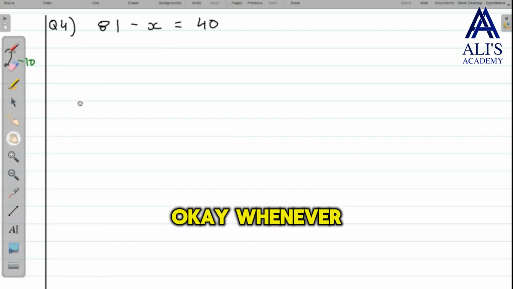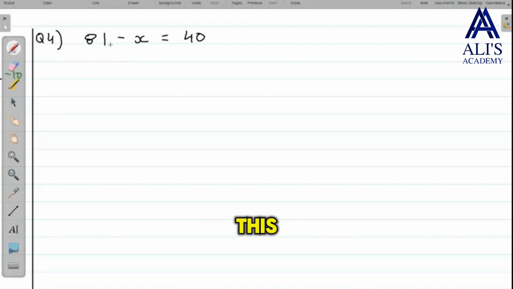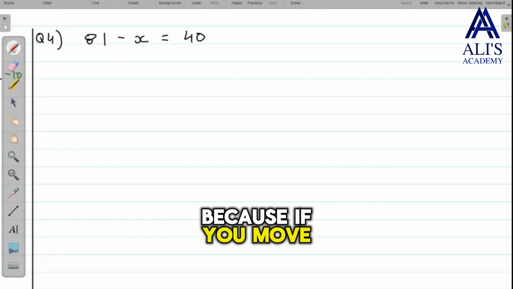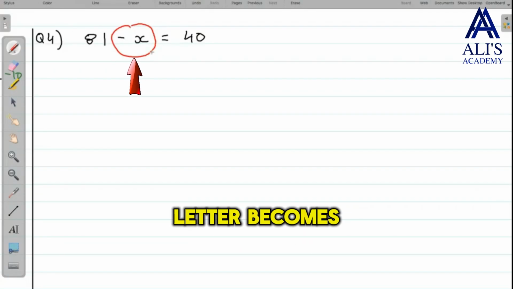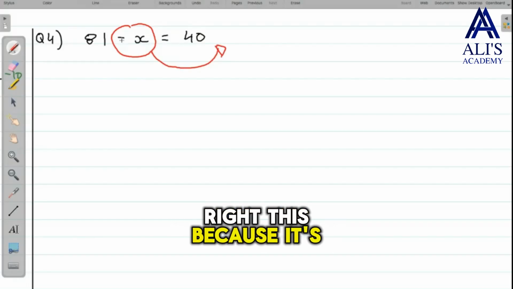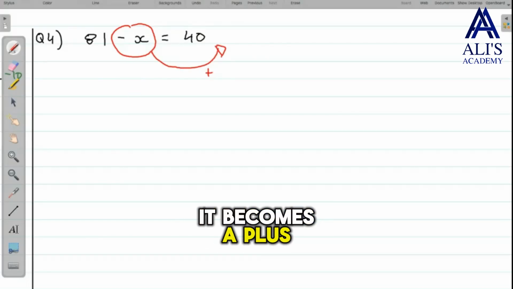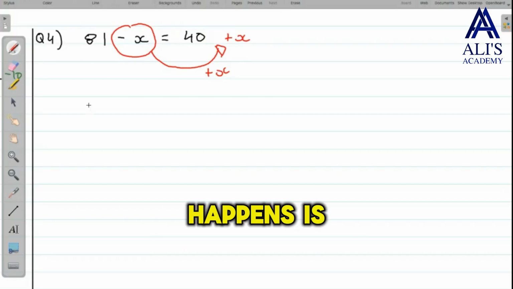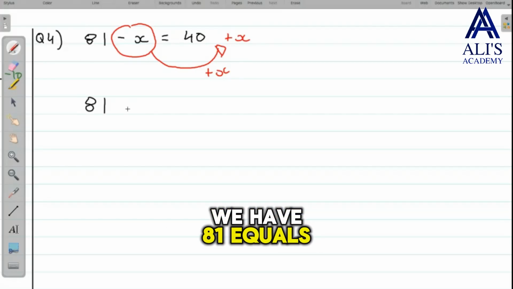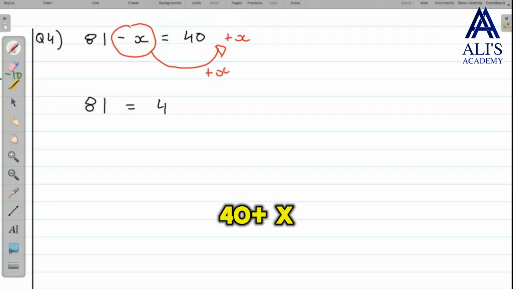Whenever you come across a problem like this, what you want to do is move the letter, because if you move the letter, what happens to the letter? It becomes a plus, right? Because it's a minus, if I move it, it becomes a plus x. So now what basically happens is we have 81 equals 40 plus x.